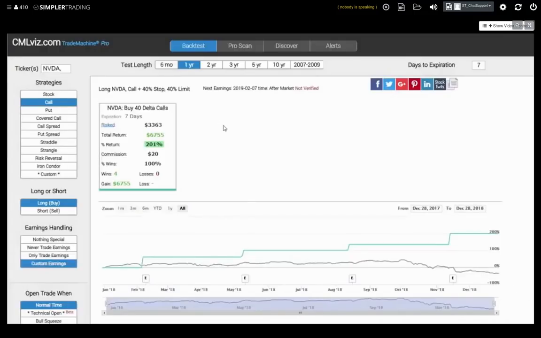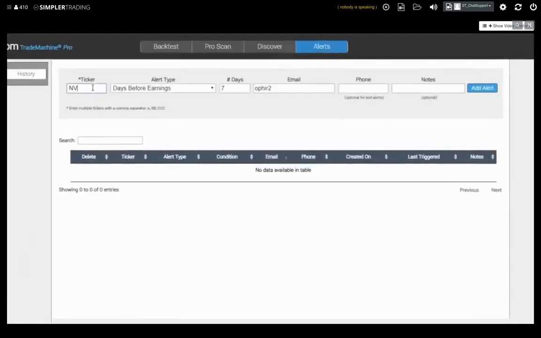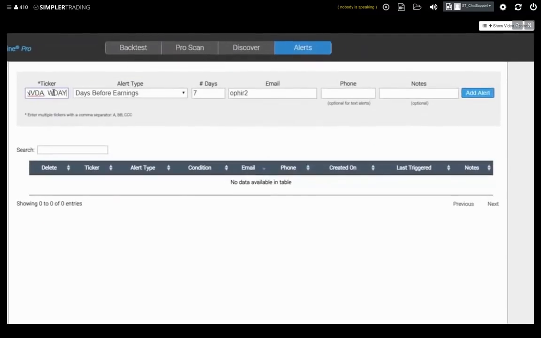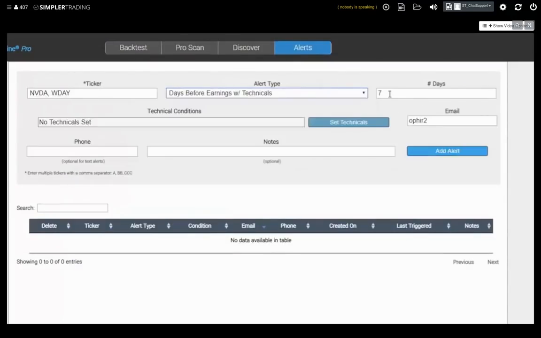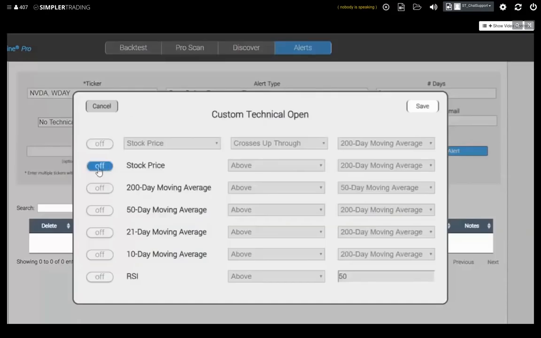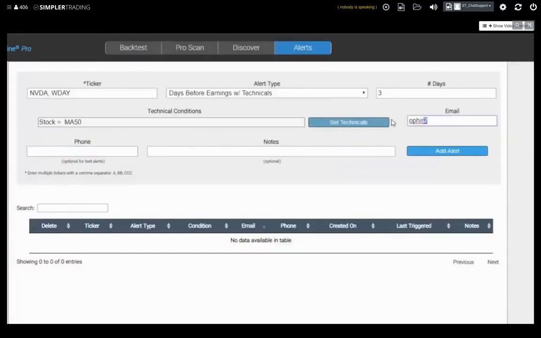And finally, no backtest is complete without setting the alert. So I go to the alerts tab. I'll add 2 tickers. I want to look at Nvidia and Workday. It turns out Workday is a great stock with this pattern, 3 days before earnings. For the alert type, I'm not going to go days before earnings, but rather I'm going to go days before earnings with technicals. I want the alert to be 3 days before earnings. And the technicals that I want to set, I'm going to click this button, are that the stock price is above the 50-day moving average. Then I add my email address. I actually like getting text alerts for these things too, so I'll enter my phone number, and then I'll add some notes. And then I'll add the alerts.